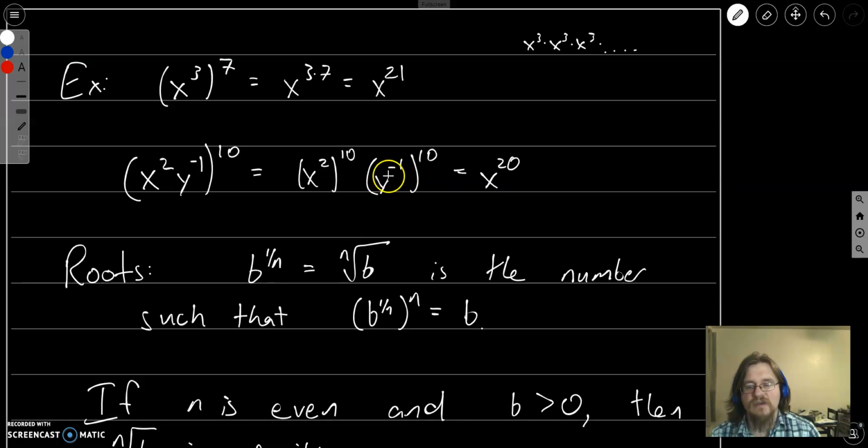And this is going to be y to the negative 1 to the 10. Negative 1 times 10 is going to be negative 10. And again, negative exponents, I normally want to write it without negative exponents. So I'm going to simplify that to y to the 10th power.